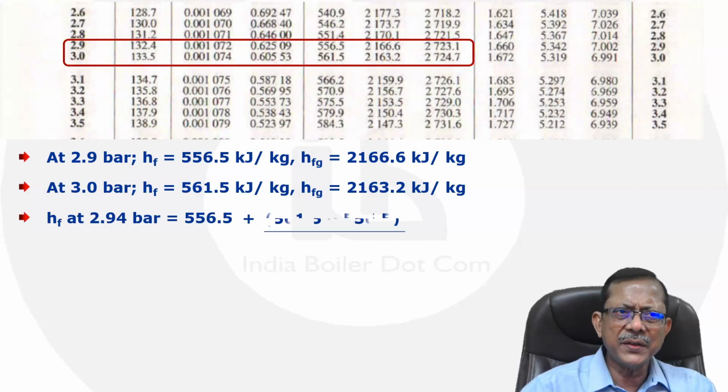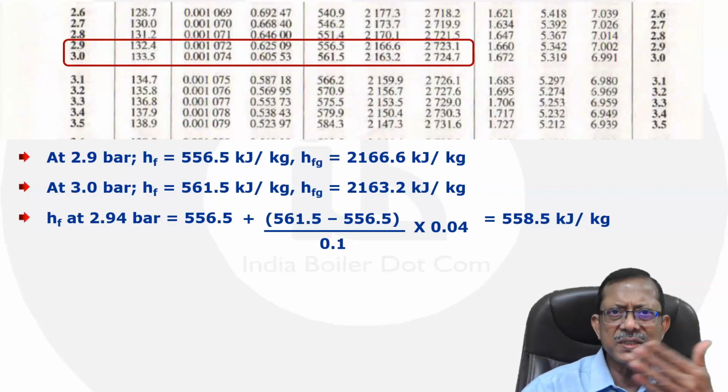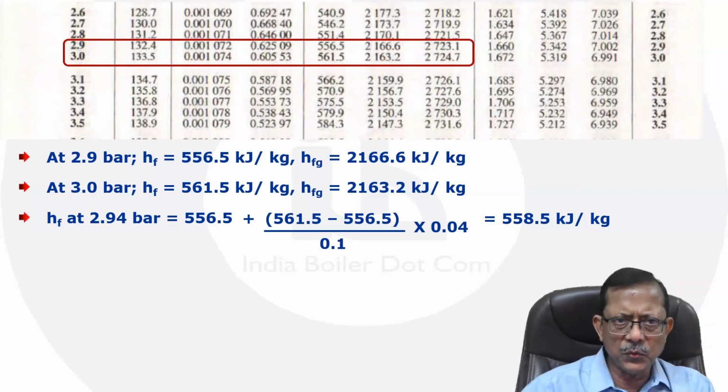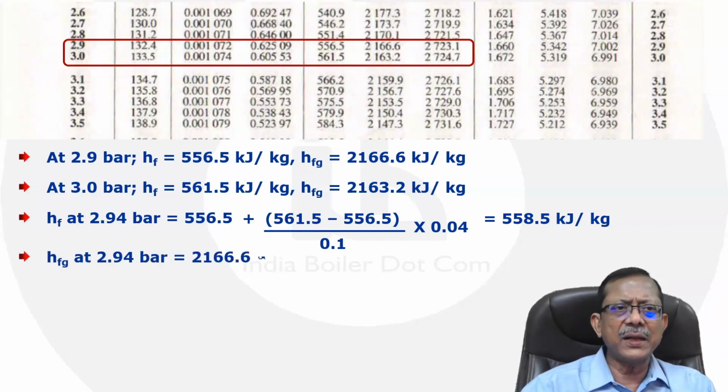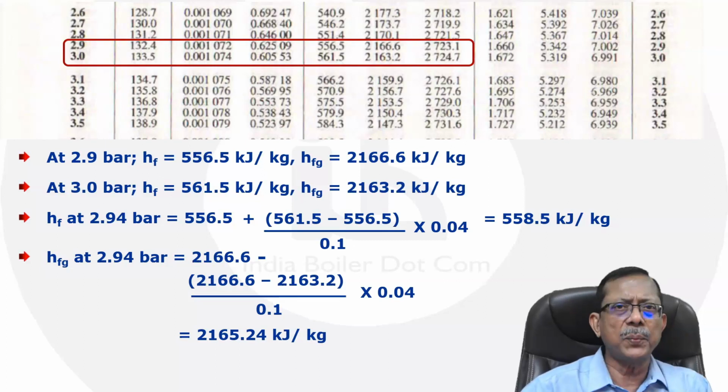Similarly, we interpolate at 2.94 bar: 556.5 plus, because it is increasing, the difference over 0.1. So what will be the difference in 0.04? Because 2.94 is 0.04 more than 2.9. Similarly, we can calculate the HFG, right? And now we know what will be the HF and HFG at 2.94 bar.